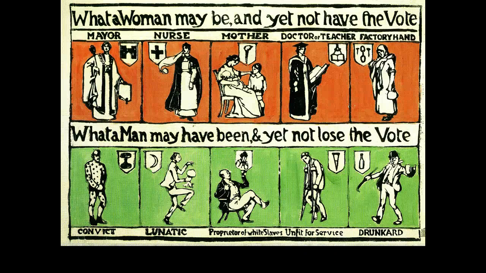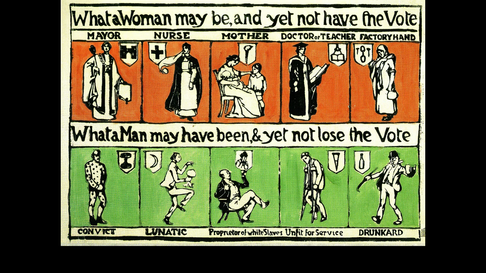And here's a really great cartoon. I actually like this one a lot. So basically it says what women can do and not have the vote. So you can be a mayor. So you can be elected to office in places and still not have the right to vote in elections, which is so crazy. You can be a nurse. You can be a mother. You can be a doctor or a teacher. You can be a factory hand. You can do all these various things as a female, but you don't get to vote.